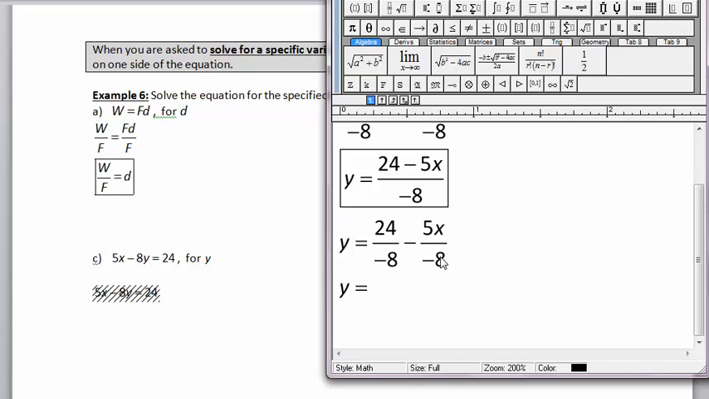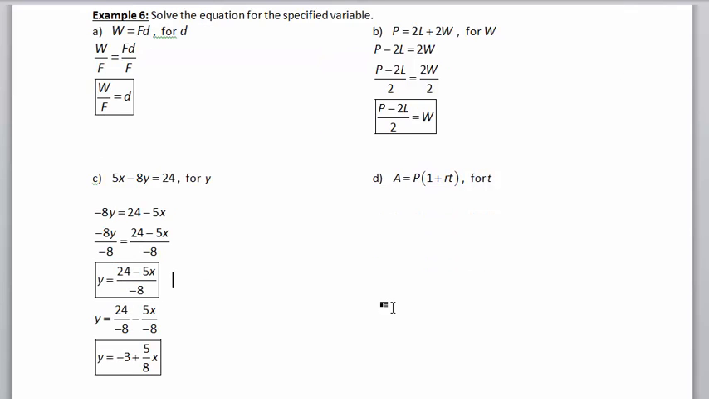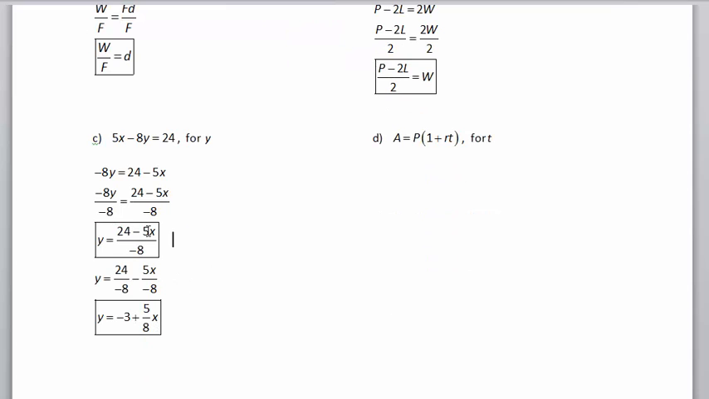24 divided by negative 8 is negative 3. And then for this fraction right here, notice that it has two negatives, so we're going to add. And the fraction 5/8 doesn't reduce, so I can just write it as 5/8 x. This is also considered to be simplified. So for this question, either one of those answers is fine. They're both equally simplified. It's just a matter of whether or not your division has been distributed.